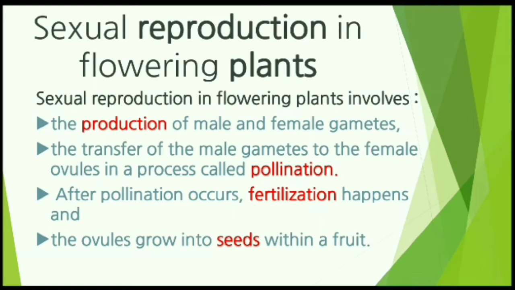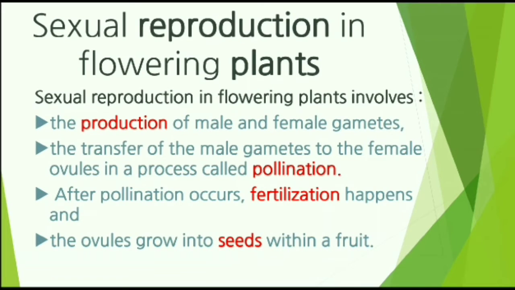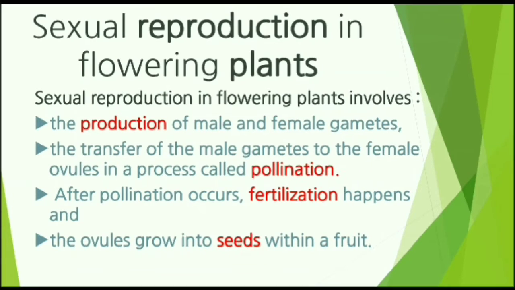Sexual reproduction in flowering plants involves 4 stages: production, pollination, fertilization and seeds. These are the points to be remembered. So what happens in this process is, first and foremost, there is production of male and female gametes. Later, there is transfer of the male gametes to the female ovules, and this process is termed as pollination. After pollination, fertilization happens and the ovules grow into the seeds within a fruit.